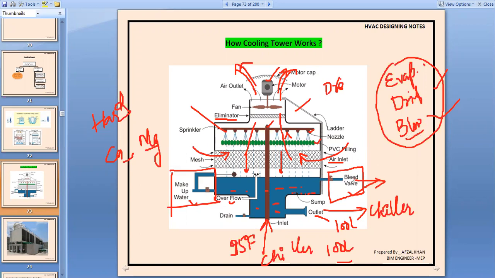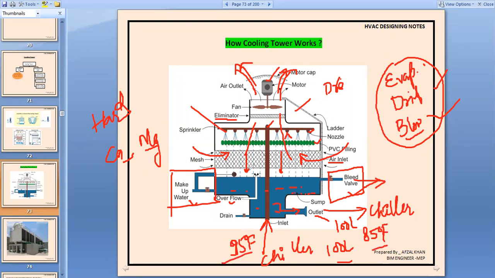Okay, so this is the function of this bleed valve, and the remaining water will go from this side back to the chiller. At what temperature? Which will be 85, because there is a temperature difference of 85 degrees Fahrenheit.